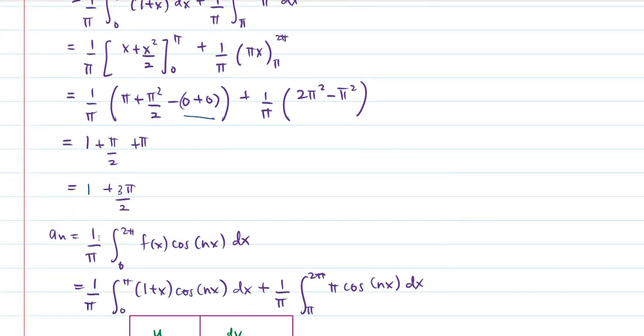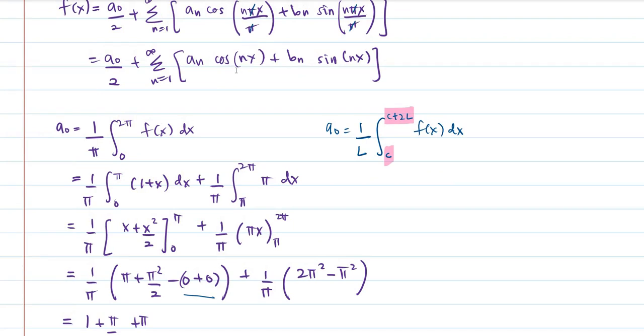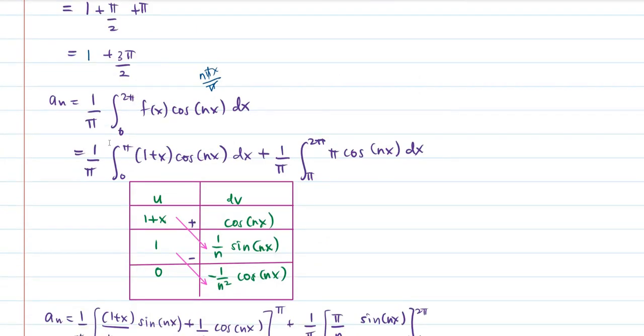Next, a_n is equal to 1 over π, integrate 0 to 2π of f(x) cos nx with respect to x. Why nx? Because nπx over π, over L, it should be the same. We refer to this, cos nx.